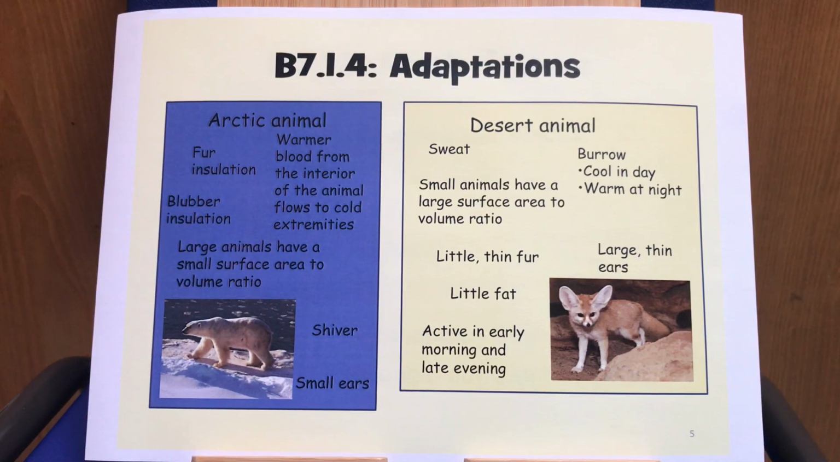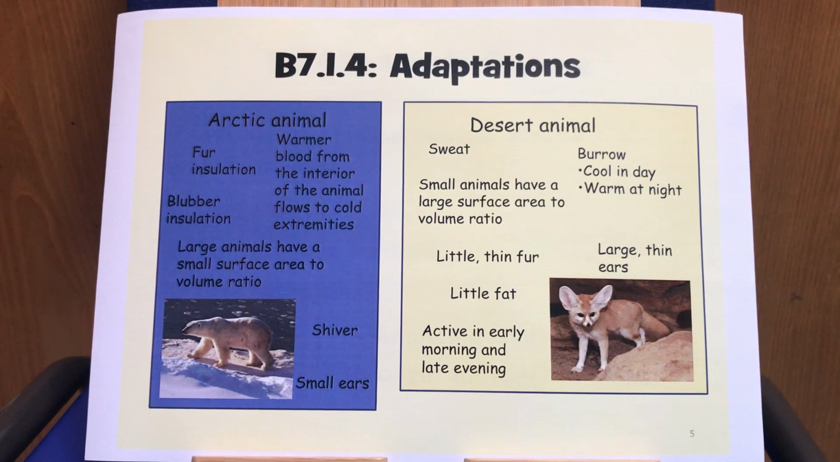The desert animal has the ability to sweat. They will stay in burrows which are cool in the day, and they will probably be nocturnal, so they will be active at night time rather than in the heat of the day. They don't have much fat, so the camel has its fat stored on the hump rather than all over the body, so it's not actually acting as an insulating layer.